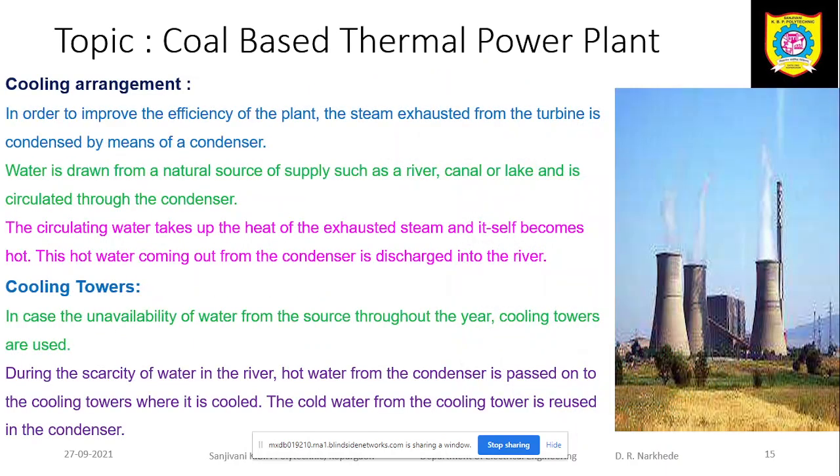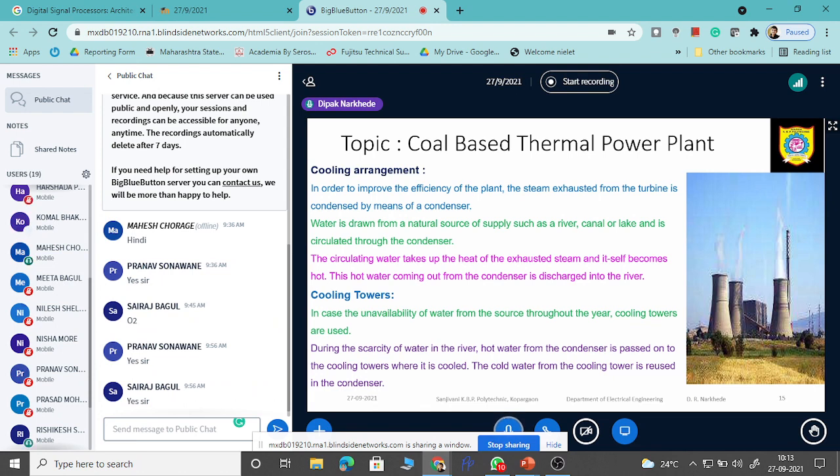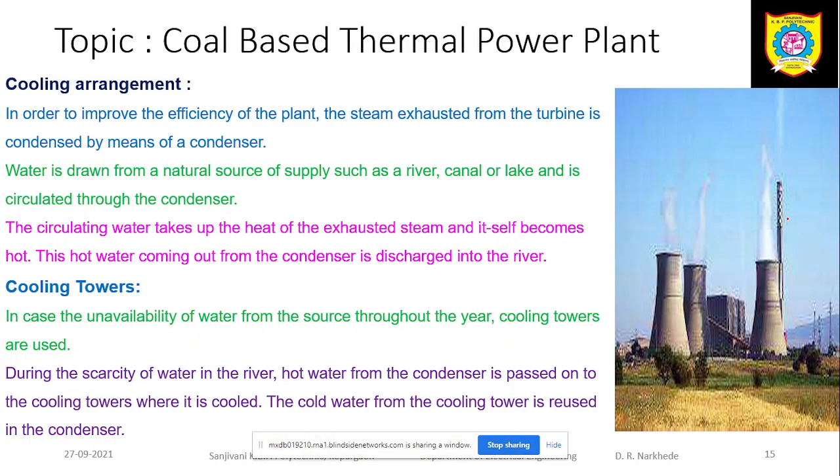Then the cooling arrangement. I think all of you have seen this type of cooling tower. Have you seen such a tower? Yes, sir. Where have you seen it? Near a factory. The chimney is a different thing. Here, this is my chimney, and these three are called cooling towers.